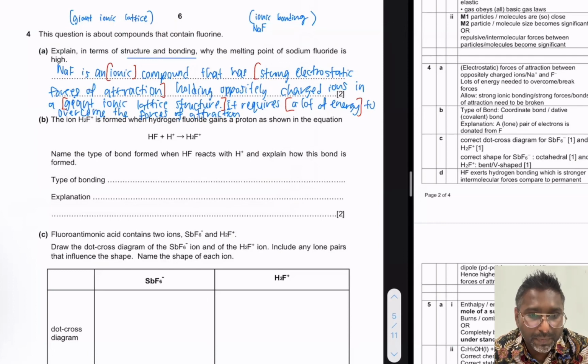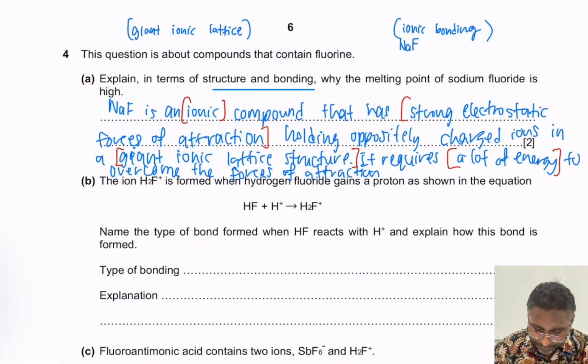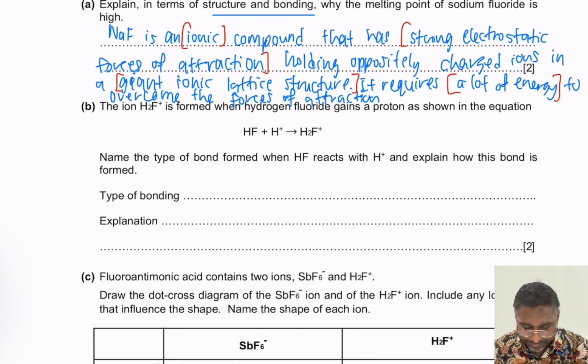Now if you look at part B, the ion H2F plus is formed when hydrogen fluoride gains a proton, as shown in the equation given. We'll revisit the marking key later. Name the type of bond formed when HF reacts with H plus, and explain how this bond is formed. Now do remember HF.